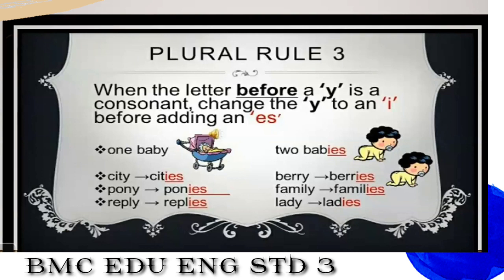City, cities. Berry, berries. Pony, ponies. Family, families. Reply, replies. Lady, ladies. If you see the words baby, city, pony, reply, berry, family, lady, all these words are ending with what? Y. At the last, there is a Y. So, to make its plural form, what we did? We removed Y and we added IES.